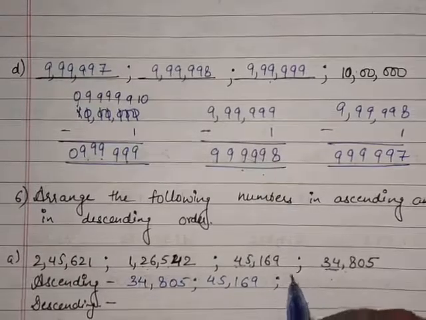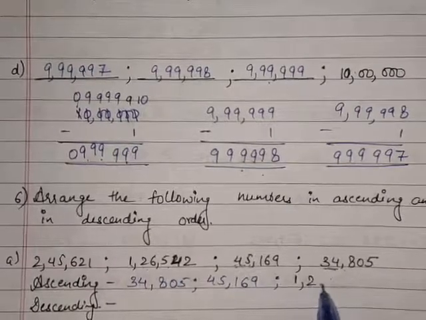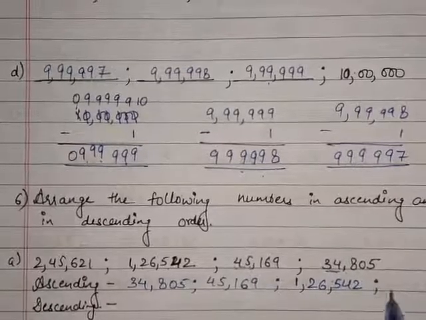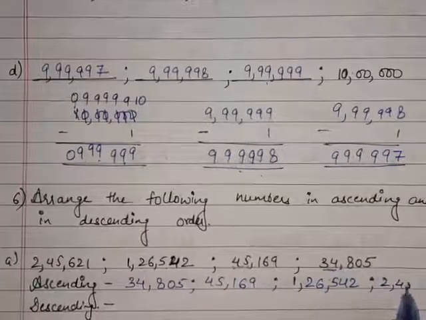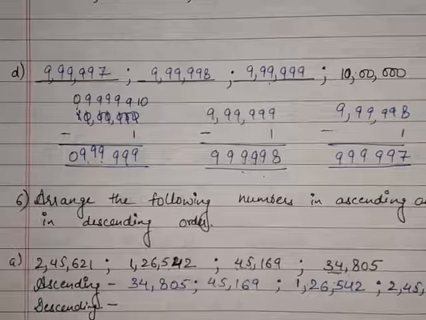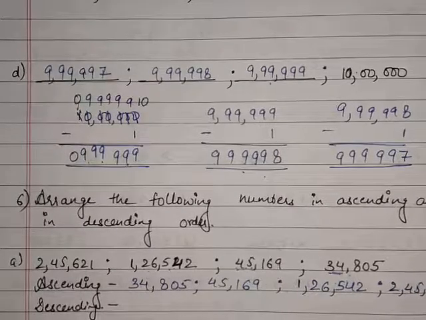1,26,542 is smaller. So what will come first? 1,26,542. And which number will come? That will come 2,45,621. Okay, we have arranged this number in the ascending order.